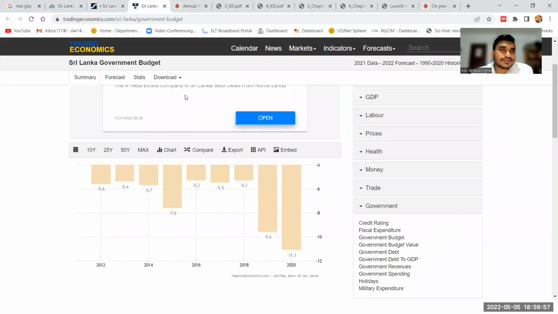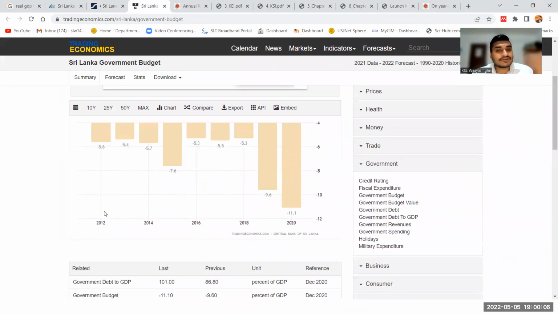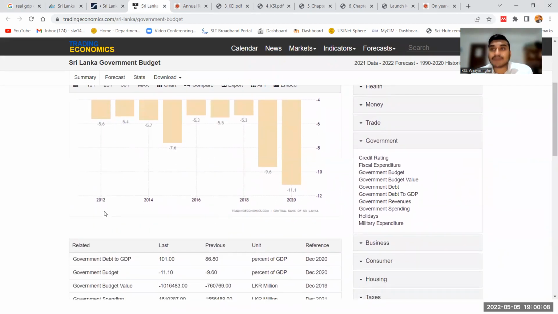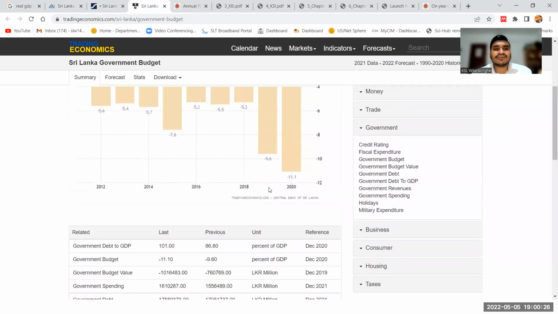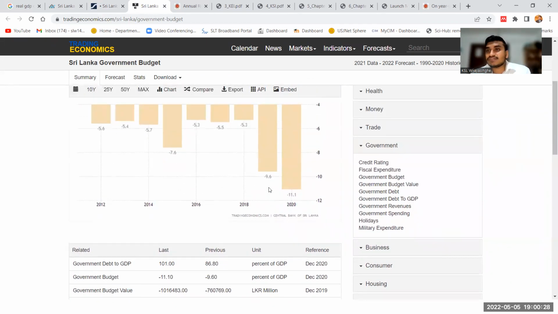So if we go to here, the Sri Lankan government budget, let me touch there also, you see, has always been in deficit. Ever since the day I happened to know about the budgets, we have been on deficit. So last year, in 2020, we have been in deficit compared to the previous year by 11.1%. So you see, continuously we have been on budget deficit.